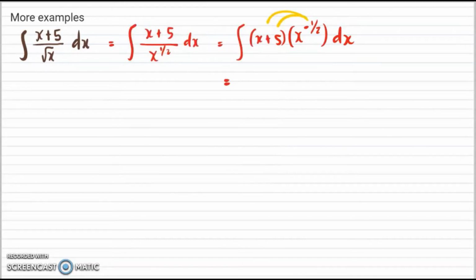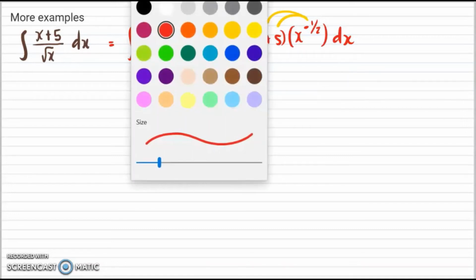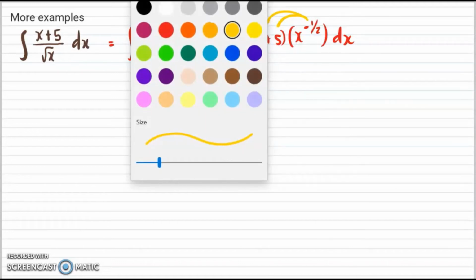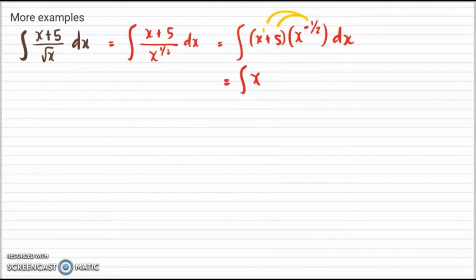Then we have the integral. We multiply the same base, apply addition on the exponents. So x raised to, that's an implied exponent of 1 there. So 1 plus negative 1/2 is just 1/2, right? And then we have 5x raised to negative 1/2 dx. Now it's easier to find the integration, right?